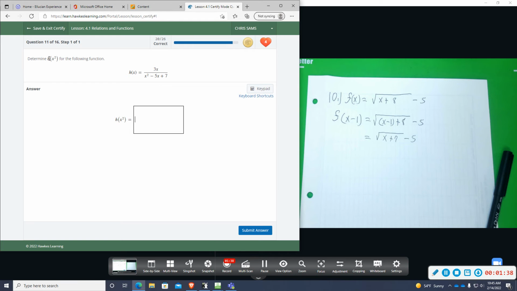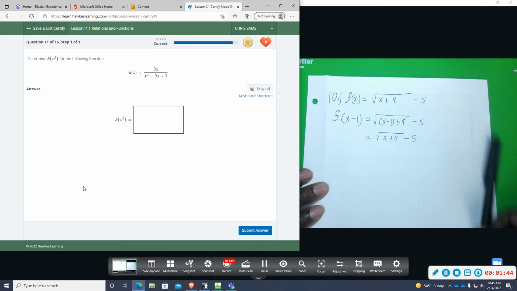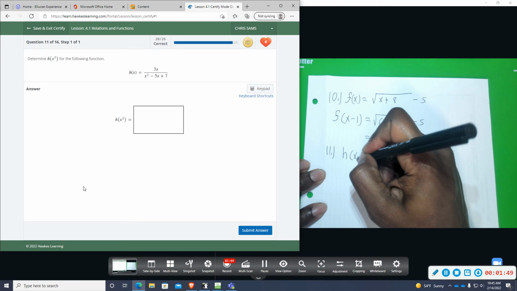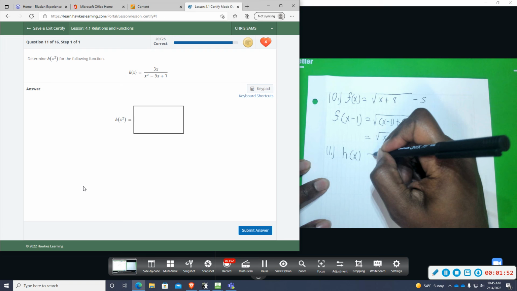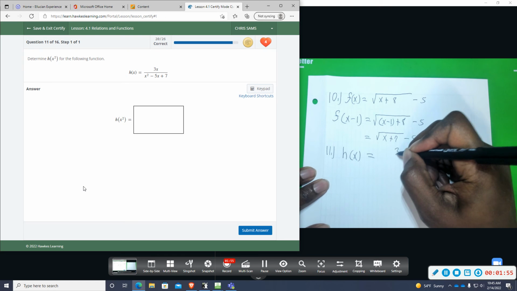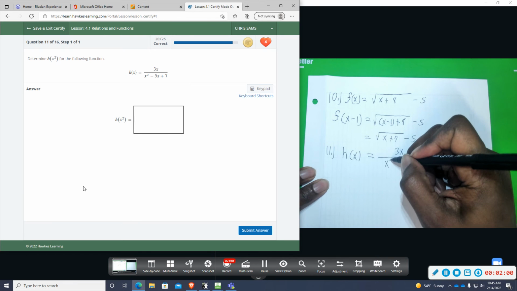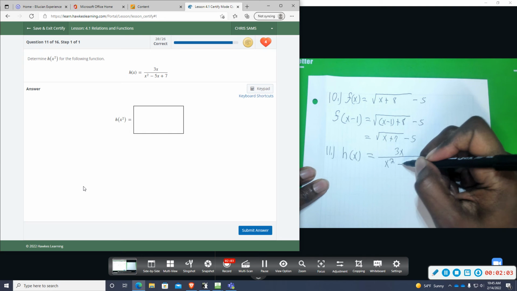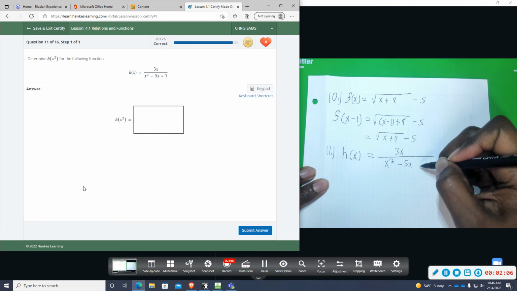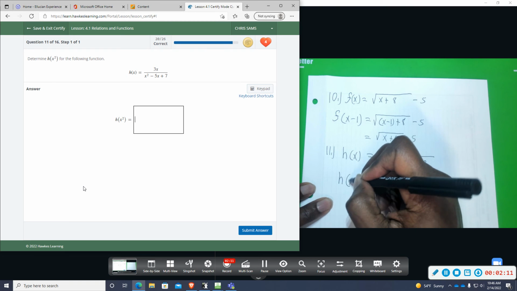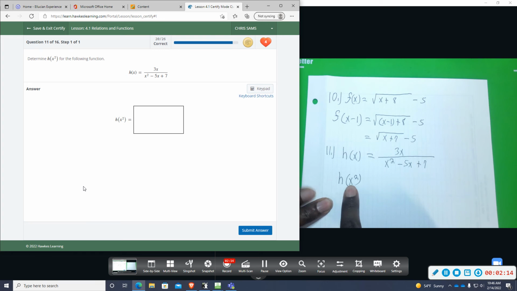And then number 11, we want to determine h of x squared for the following. So h of x is given as 3x divided by x squared minus 5x plus 7. And in this example, we want to know h of x squared. So this time, the roadmap says everywhere you had an x, replace it with x squared.